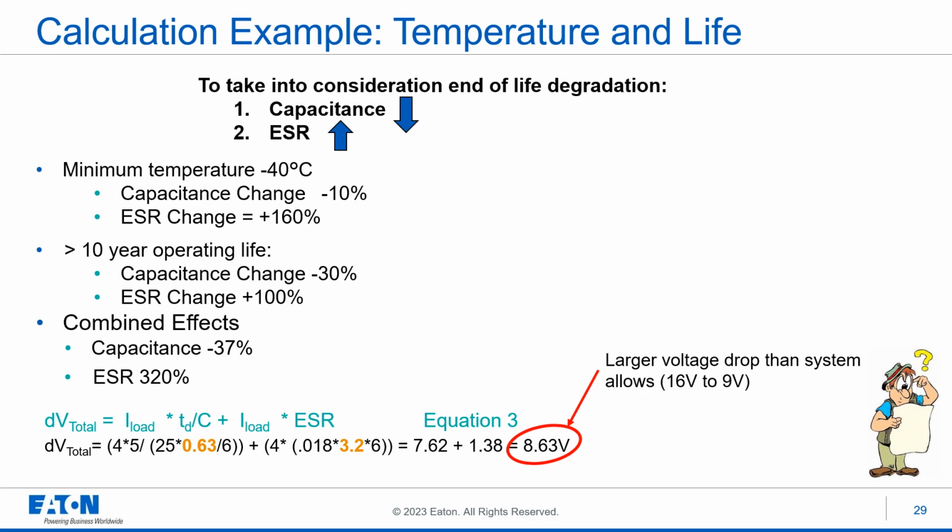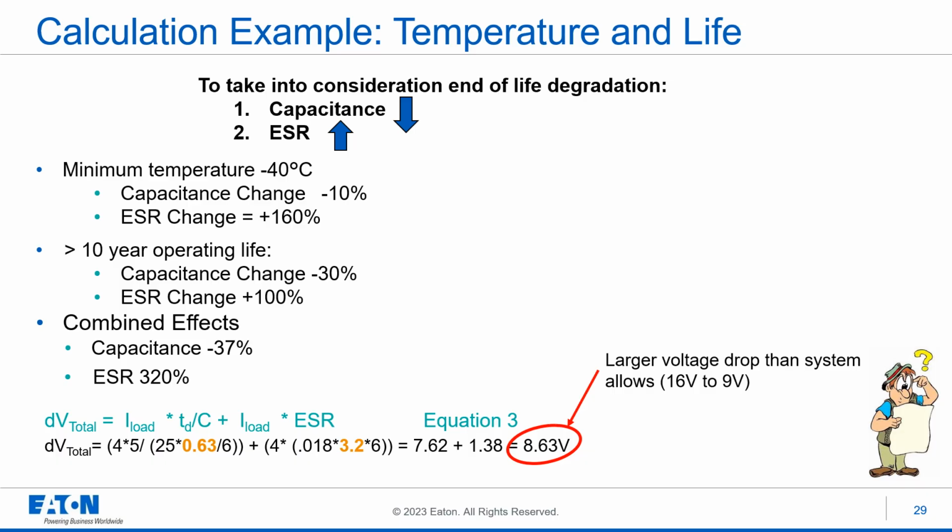If your device needs to work over a temperature range, we need to take that into account. Temperature affects the ESR and to a lesser extent the capacitance. A typical temperature effect at minus 40 degrees C is a 10% decrease in capacitance and 60% increase in ESR compared to the 25-degree value.